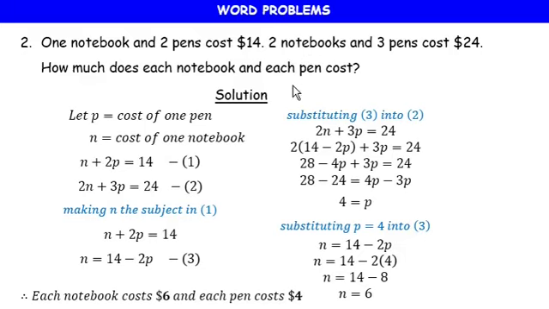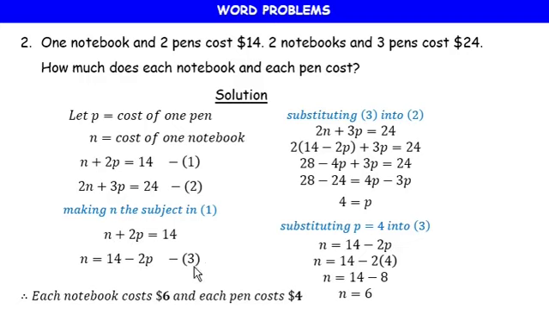Now the second sentence says that 2 notebooks and 3 pens cost 24 cedis. So 2n plus 3p is equal to 24. That becomes our equation 2. The next thing is, here I also use the substitution method. It is the most common method to use as far as simultaneous equations are concerned. In making n the subject in equation 1, you're going to have n is equal to 14 minus 2p.